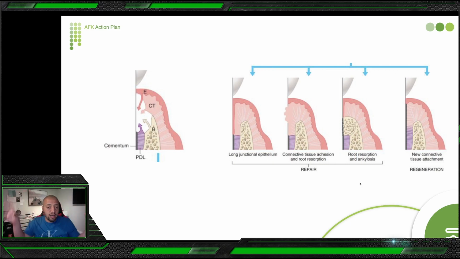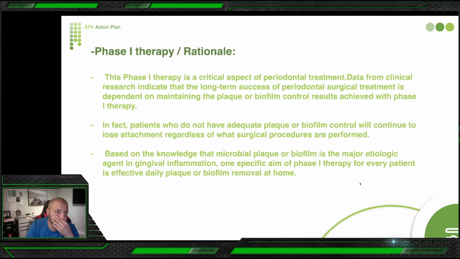So here's the concept, here is what we are aiming for, and now I'm going to give you the rationale and the timeline of how we treat our patient. So phase 1 therapy is a critical aspect of periodontal treatment. Data from clinical research indicate that long-term success of periodontal surgical treatment is dependent on maintaining the plaque or biofilm control results achieved with phase 1 therapy.